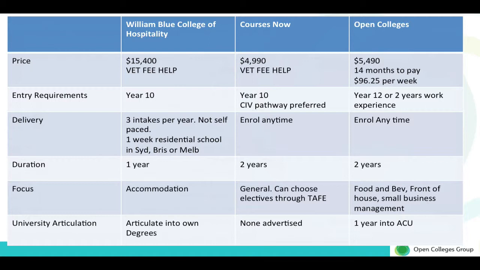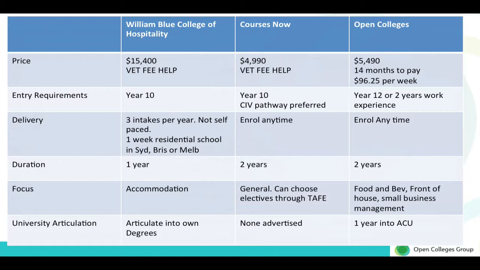So for Open Colleges, our price is $5,490, which I think is pretty good value for the size of the course, for 28 units. We're giving students 14 months to pay. So if you pay a $100 deposit, from then on, the cost is $96.25 per week. We're requiring Year 12 for the entry requirements or 2 years of work experience.